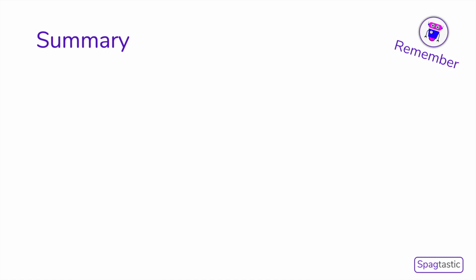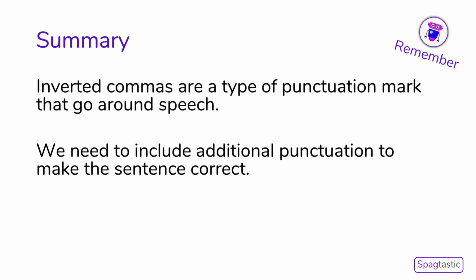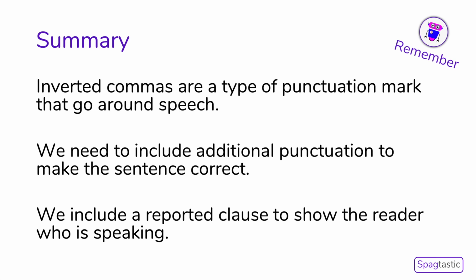Here is a summary of the learning. Inverted commas are a type of punctuation mark that go around speech. We need to include additional punctuation to make the sentence correct, and we include a reported clause to show the reader who is speaking.